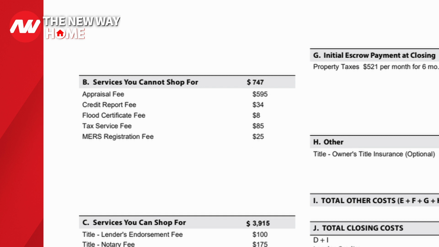So whatever you see in box B, there's actually going to be invoices provided for those fees, but these are services that the lender had to use to get your loan done. So they're passing those fees on to you.